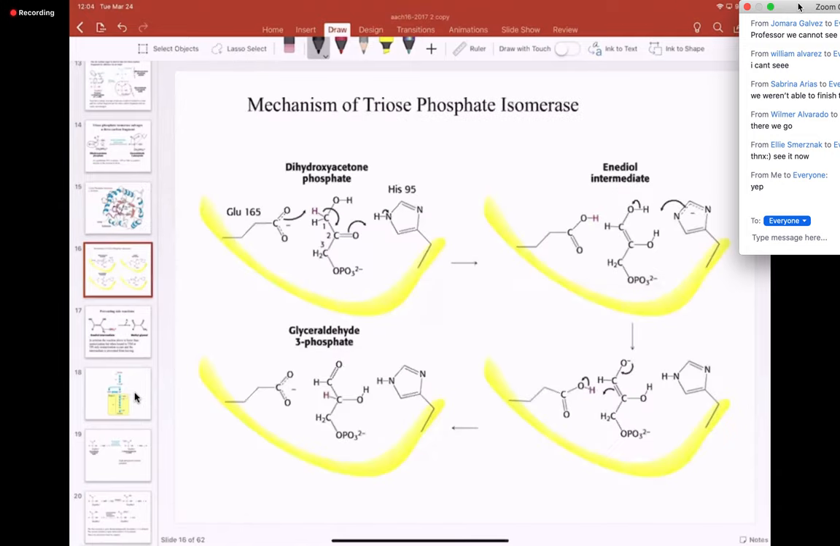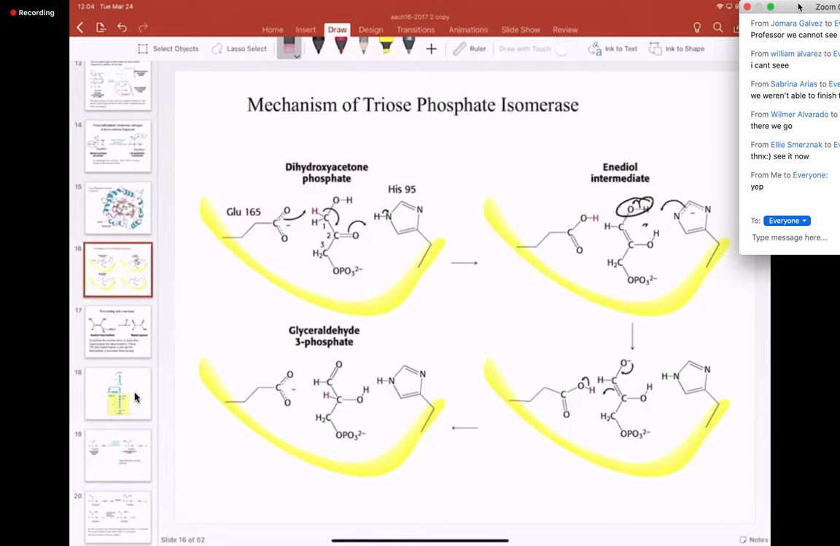Shown here is the mechanism for triosephosphate isomerase. And yes, we expect you guys to know the mechanisms. In this case, what happens is you, first of all, remove the hydrogen from dihydroxyacetone. That makes it an enol, or enediol. This enediol is called an enediol because it has a double bond here, and two OH groups. And so you have your enediol.